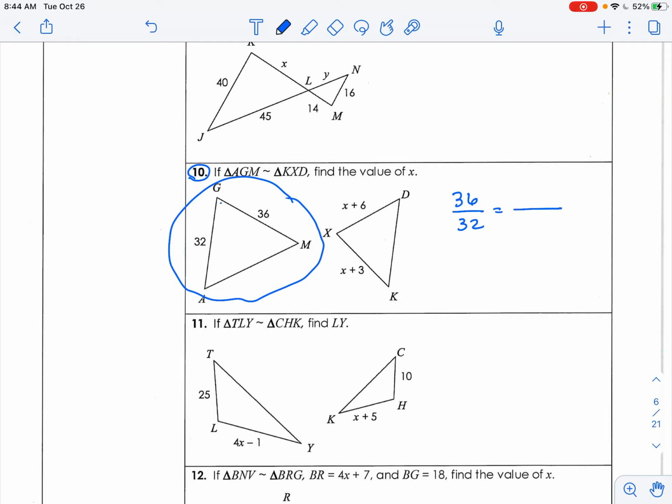So if I do it this way, the 36 is GM. So I go up here and I say GM is the same as XD. So I'm going to put x plus 6 straight across from it. And then 32, which is GA, or AG, that's going to be KX. That's going to be the x plus 3. Now, just a reminder, this one, you have to do it algebraically when you put it together.